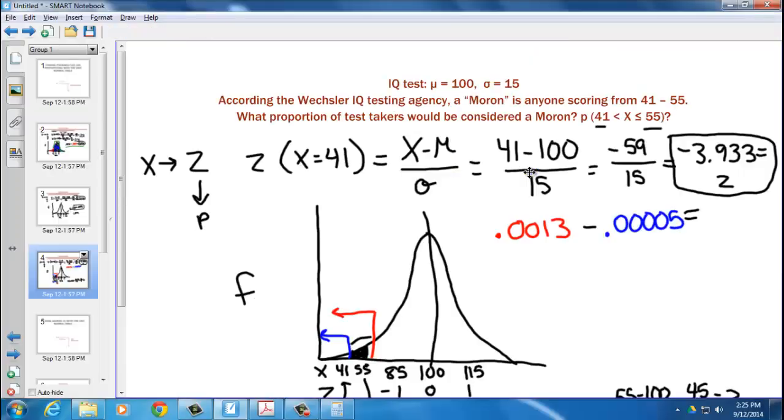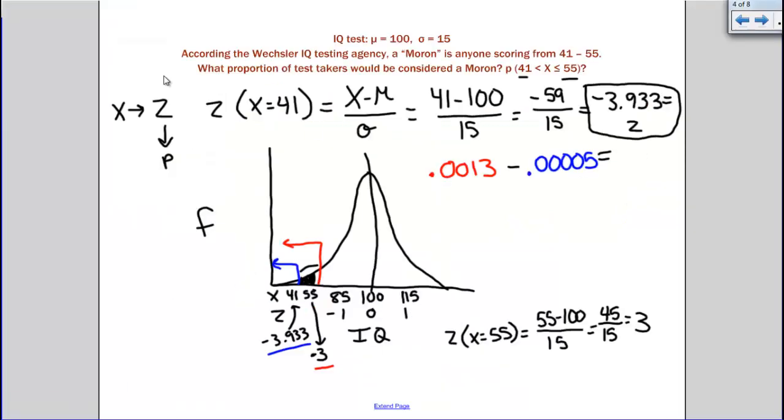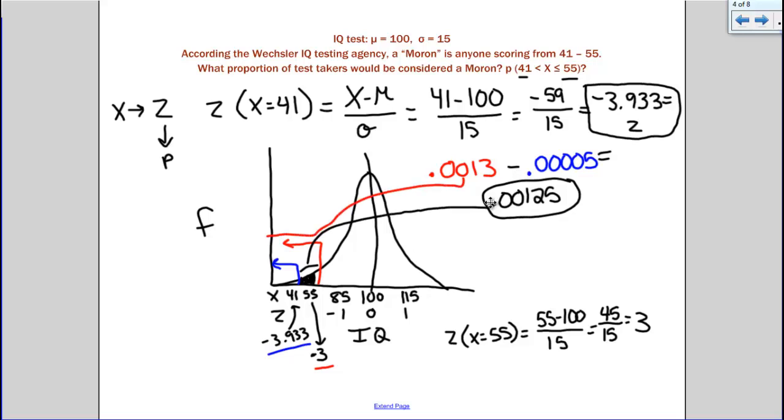And now let's get our trusty calculator out. 0.0013 minus 0.00005 is 0.00125. 0.00125 is our final value. Whereas this represents all of these scores, the blue represents just this proportion right here.